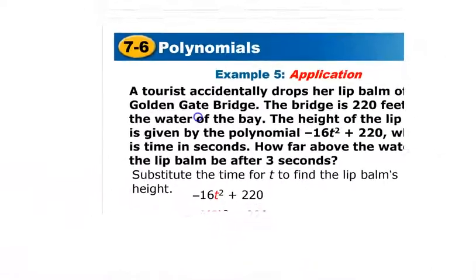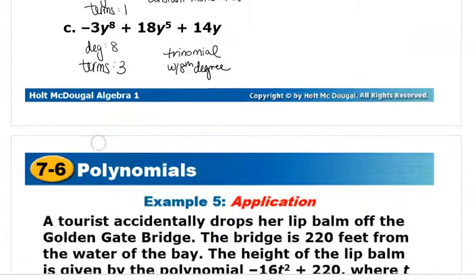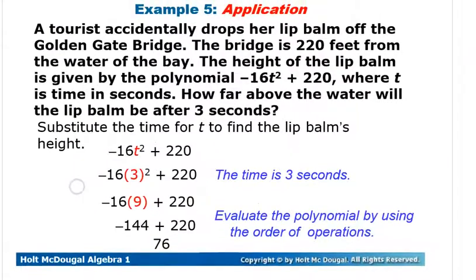Okay, so now we have a word problem, and this one's pretty easy. We just plug things in. So a tourist actually drops her lip balm off the Golden Gate Bridge. That's unfortunate. Hopefully it wasn't expensive. The bridge is 220 feet from the water of the bay. The height of the lip balm is given by the polynomial of this. We have a polynomial. It looks like it's a quadratic polynomial.